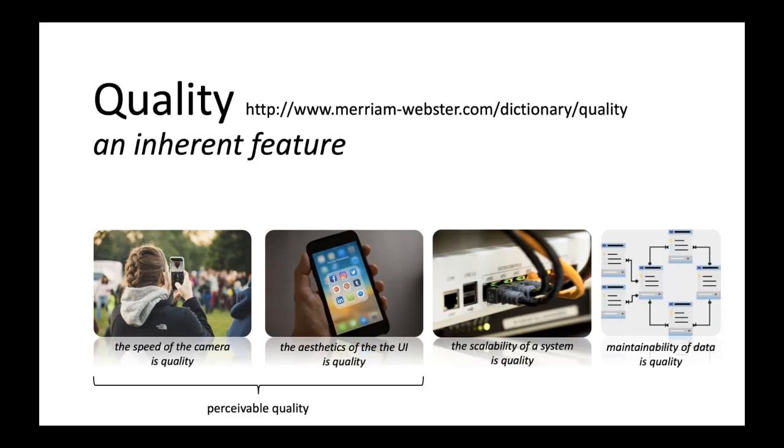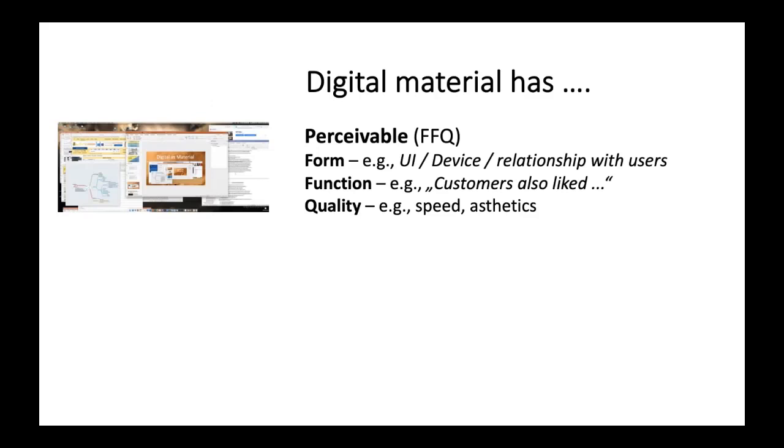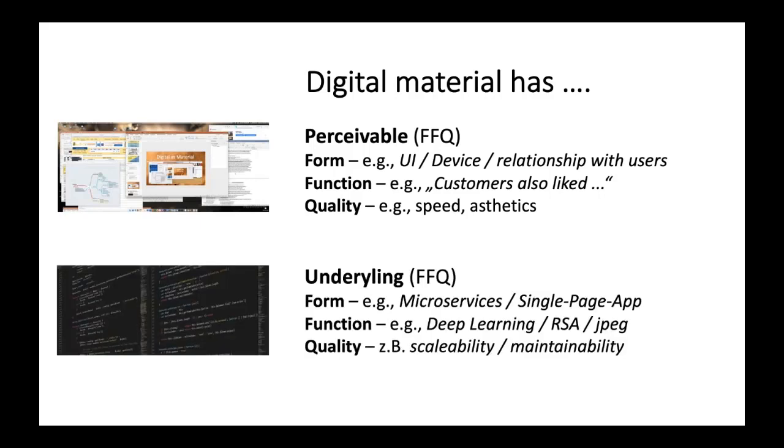The speed of the camera is something that the user can really perceive. The aesthetics also something that the user can perceive. And scalability is something that you cannot perceive. You can perceive the speed, and you can perceive that the solution is there, even if many users are posting their tweets, but it's nothing that you can really see. And therefore we believe that maintainability and scalability are underlying qualities. They have different characteristics. And if you use this terminology, you can address two different layers: perceivable form, function and quality, and underlying form, function and quality.